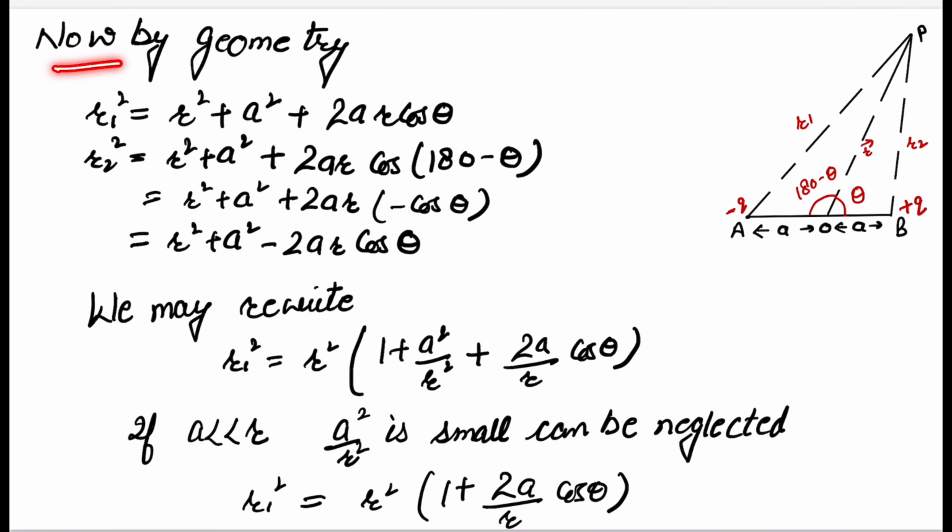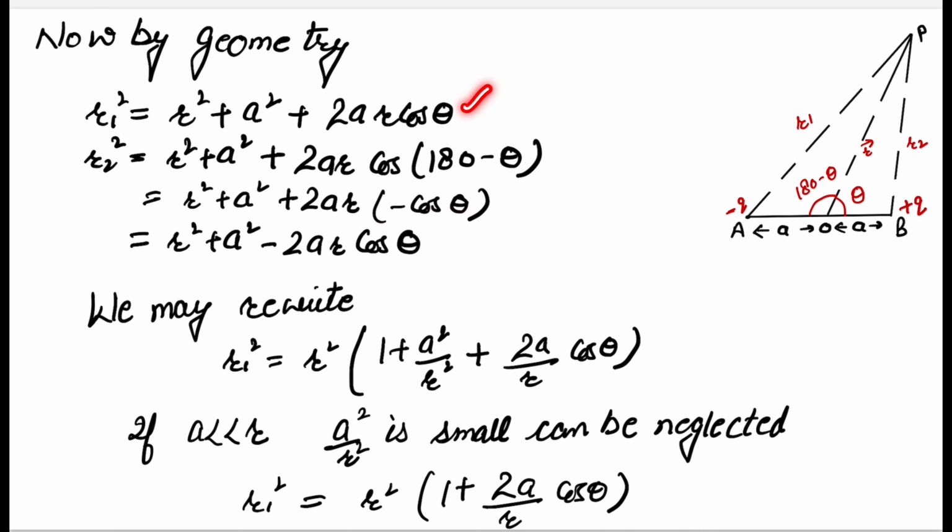Then we apply geometry. By geometry, you can write r1 square is equal to r square plus a square plus 2ar cos theta. So this is r1, r, and this is a. Similarly for r2 square, we can write r square plus a square plus 2ar cos of 180 degrees minus theta. When you solve this, it comes out to be minus cos theta. So a negative sign will come here.